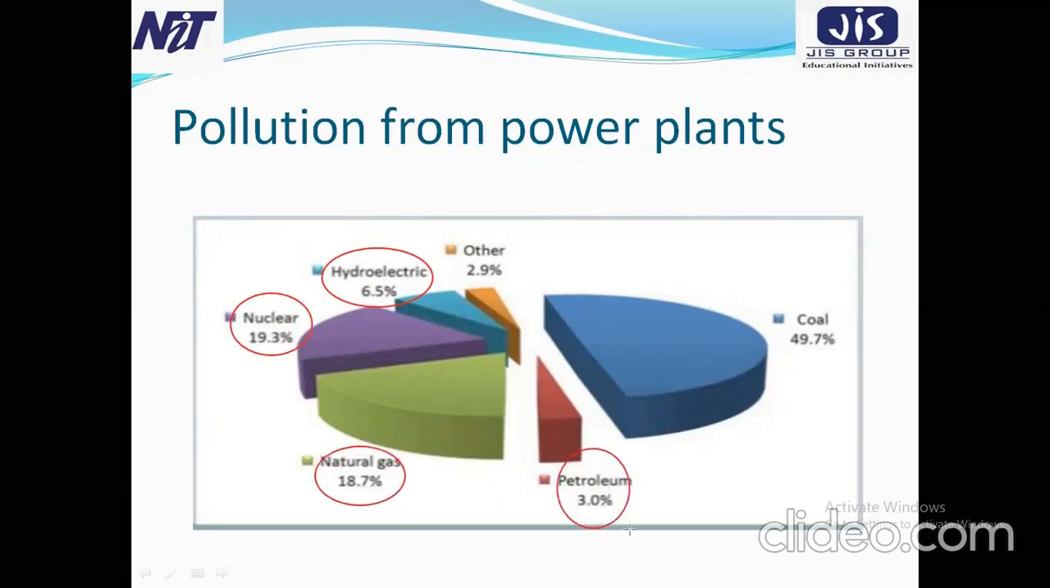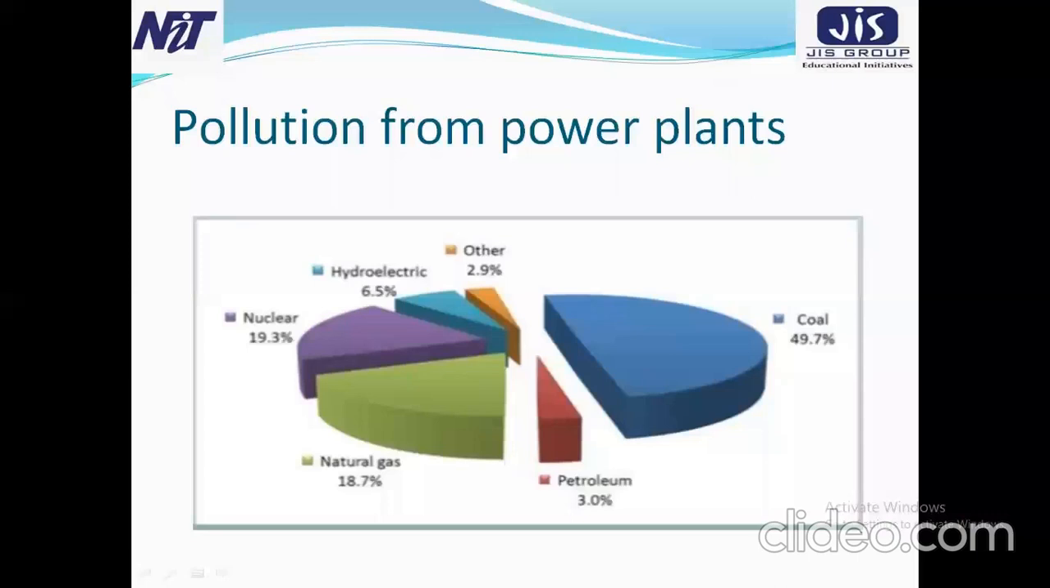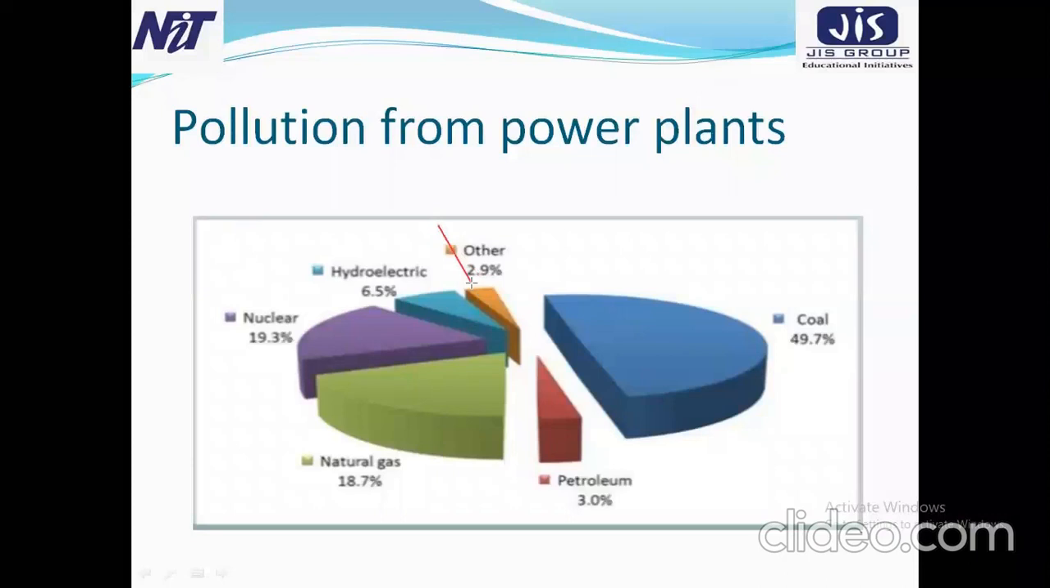The petroleum is 3%, and the coal, that is the thermal power plant, the coal is responsible for the maximum, approximately 50%. That means 49.7% responsible for the pollution is from coal. And the last one is the others. There are different types of other sources which make our environment polluted. So this is the overall pollution scenario from different types of power plants in India.